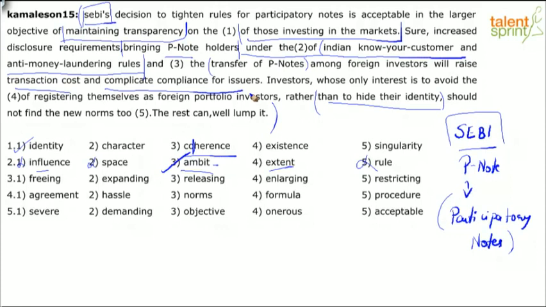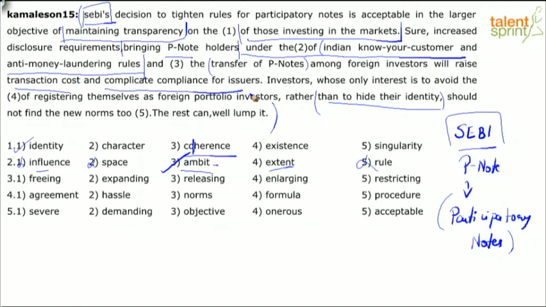The only negative word in option 3 is 5, right? If I free the transfer of P notes among foreign investors, I think they'll be very happy. If I expand it, they're going to be happy. If I release it, they're going to be happy. If I enlarge it, they're going to be happy. Only if I restrict it, these problems will come. Transaction cost will be raised and it will complicate compliance for issuers.